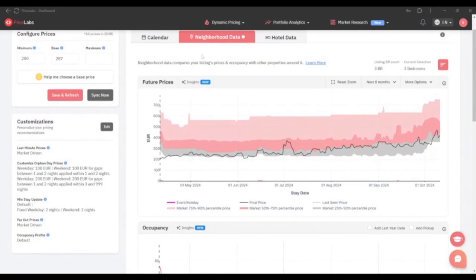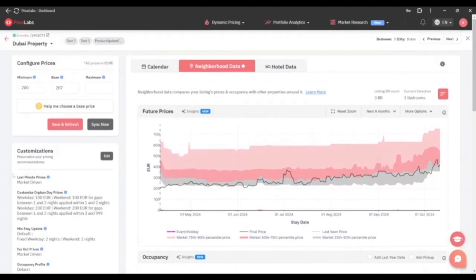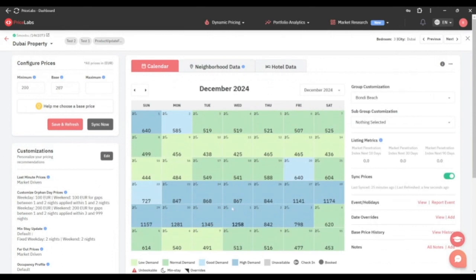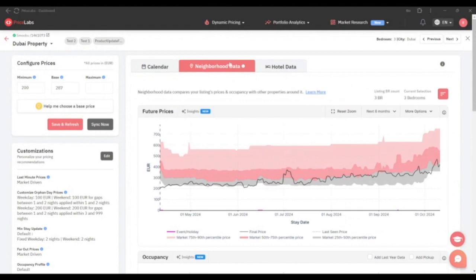So here I'm inside the product. If you use PriceLabs, I'm on the screen. Typically, you'd be most familiar with the calendar view, because that's where you end up. Right next to the calendar view is neighborhood data, and pro tip, there is also hotel data where you can see hotel prices. But we're going to get into neighborhood data.